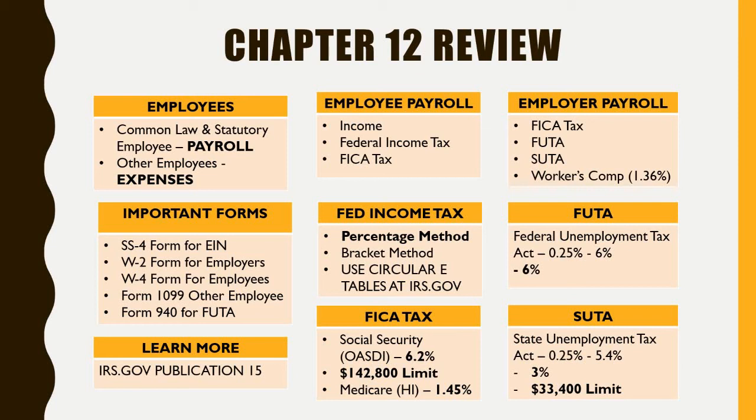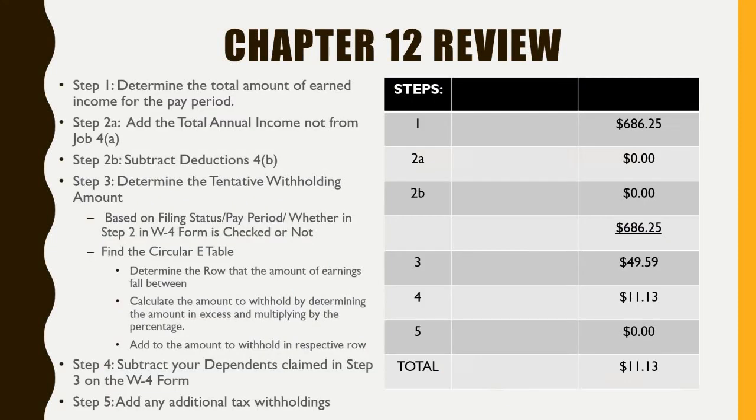So again, FUTA and SUTA is 6% and 3%, and of course, workers' compensation in this class we're going to learn as 1.36%. So this one's very calculation heavy, so make sure that you pay attention to that. Here is how you calculate the federal income tax withholding.